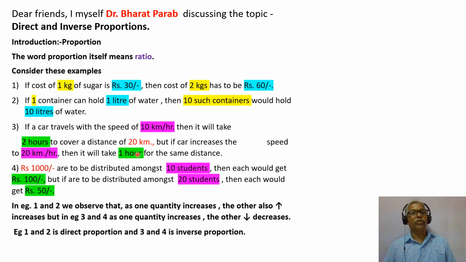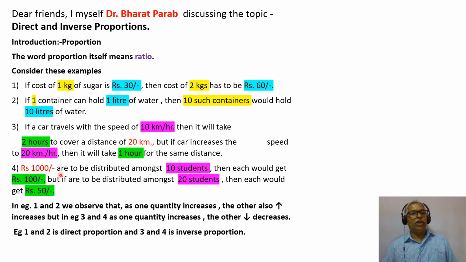This is very important. Here, as quantity increases, the price also increases, the amount also increases. Here, as containers increase, the capacity also increases. Here is the other way around. Look at this example again.